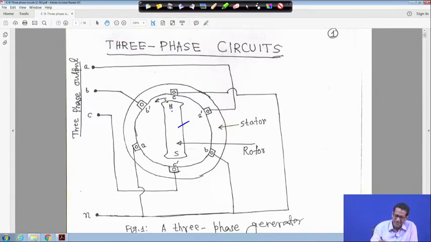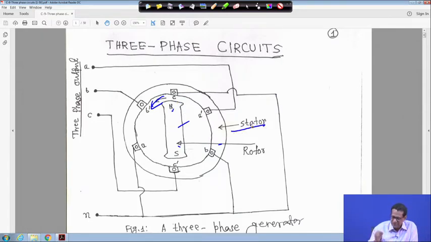The magnet is rotating. The direction of the rotation is anti-clockwise. The magnet is surrounded by three phase winding, right? These windings are static. The magnet is actually rotating, so we call this the rotor, right? And it is surrounded by windings which are static, we call it the stator.